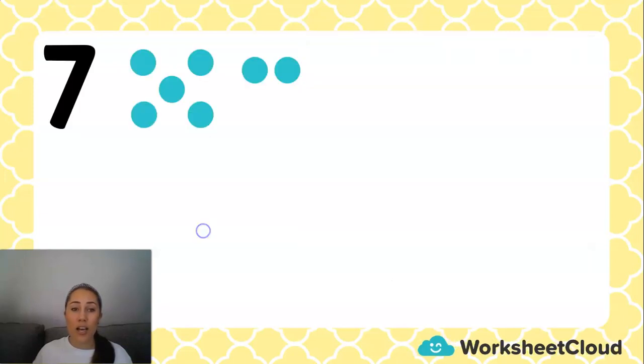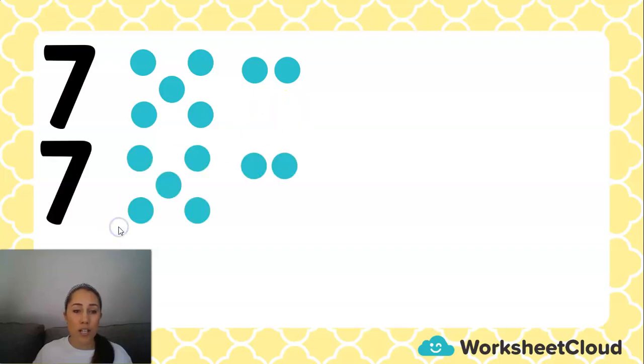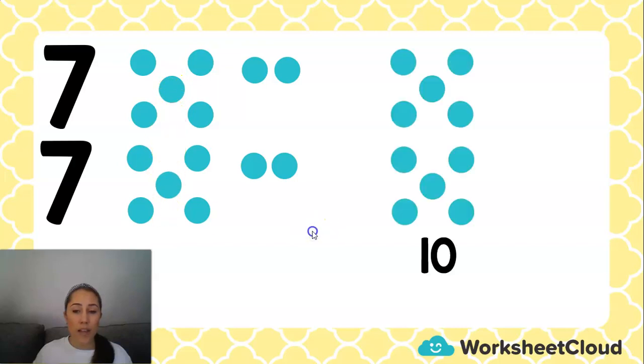So let's have a look at 7, our next number. Now 7 is actually a 5 and a 2. So if I double 7 and I put it underneath, I actually have a double 5, and that gives me 10. And I actually have a double 2, and that gives me 4.